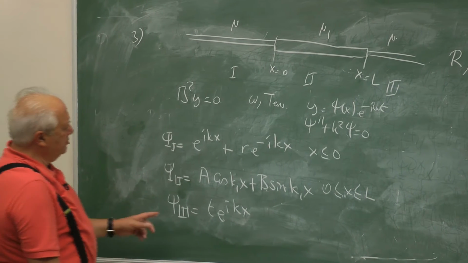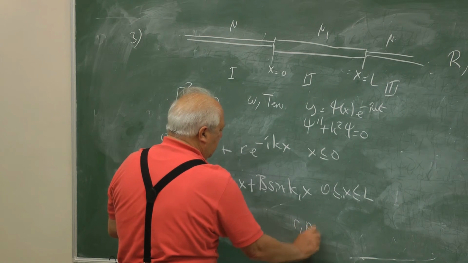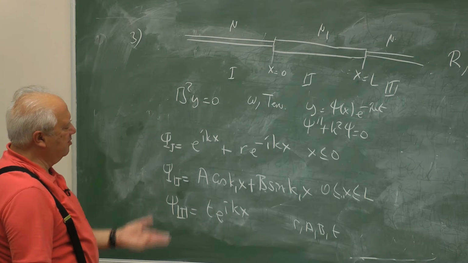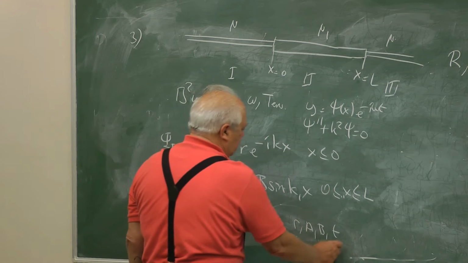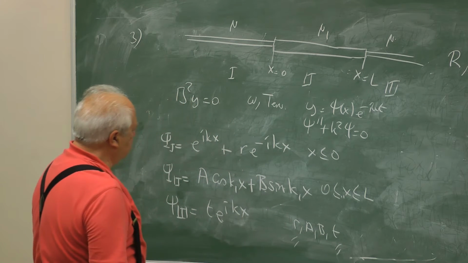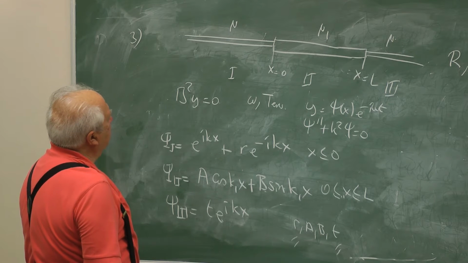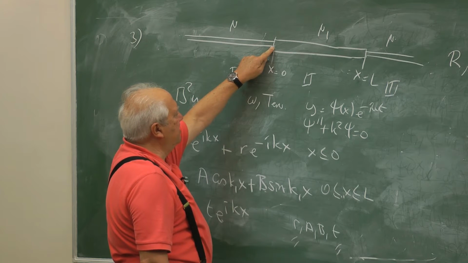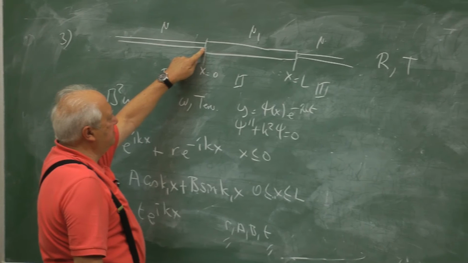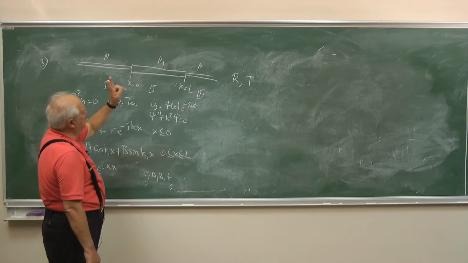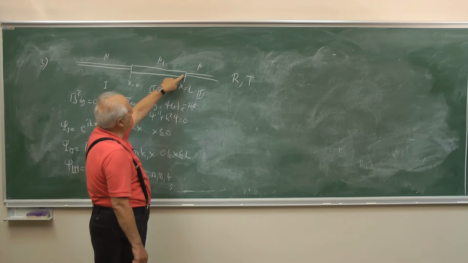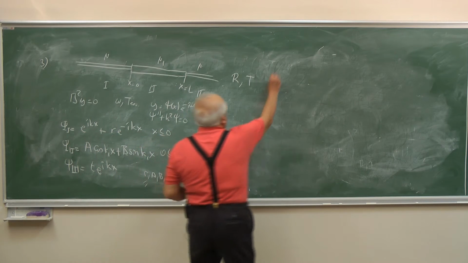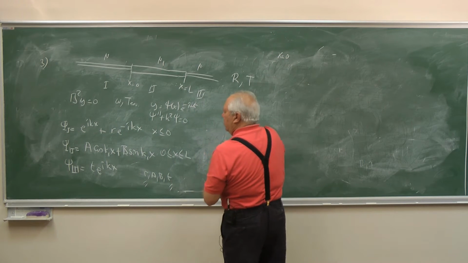There are four unknowns: r, a, b, and t. And if we ask the question how much of it is reflected, how much of it is transmitted, we are really looking for these. And so we need four equations. We have them. At x equals 0, the displacements must be the same and the space derivatives must be the same. That gives two equations. And at x equals L, displacements must be the same, space derivatives must be the same. So let's write the equations corresponding to these boundaries.